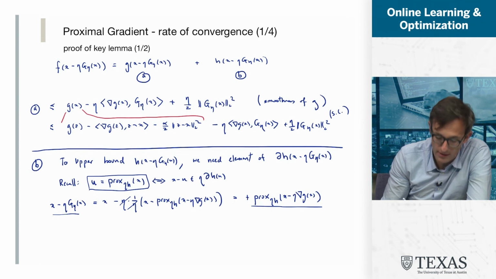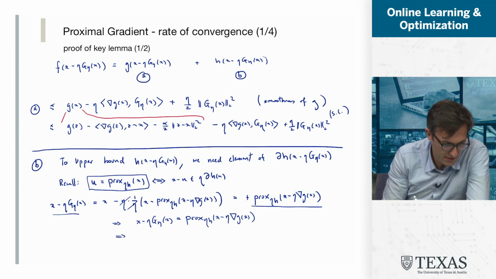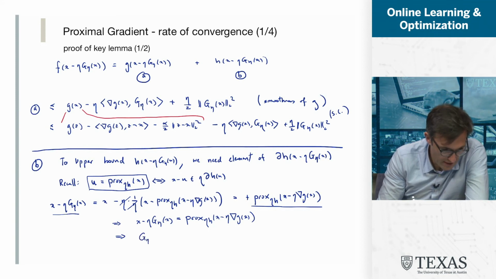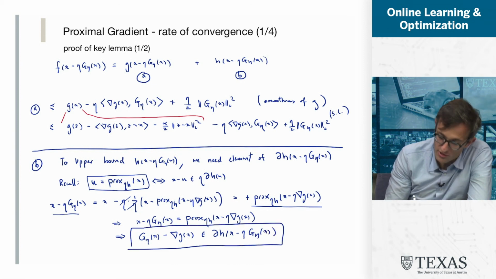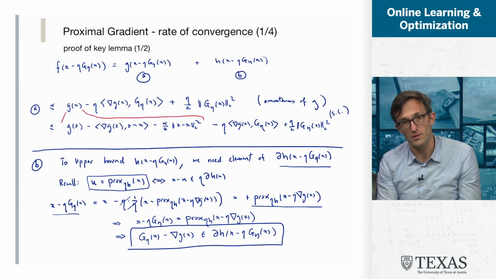So putting these two underlined things together, we find that x minus eta g eta of x is equal to Prox eta h x minus. And this is exactly telling me, using this relationship above, that g eta of x minus gradient of g of x is an element of the subdifferential of h at x minus eta g eta of x. So I started out needing an element of the subdifferential of h evaluated at x minus eta g eta, and I just found one. So I have one.